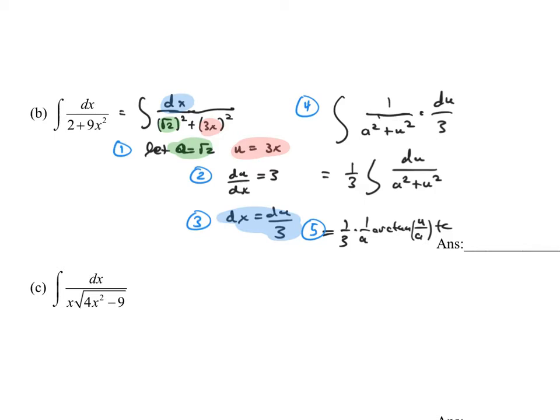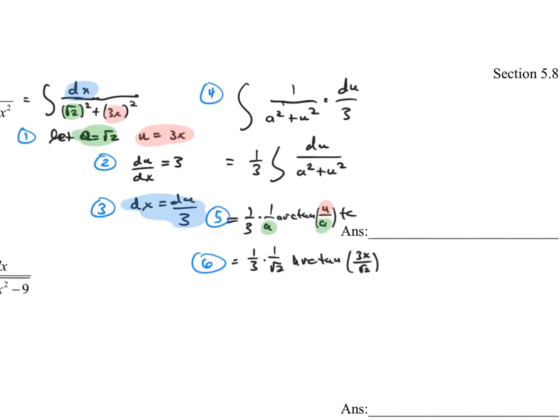So what's the idea now? Now I need to go back and substitute in for my a values, and I need to substitute in for my u value. So step 6, what would I have? I would have 1/3 times, 1 over a would be 1 over root 2, and then I'd have the arctan of u over a, which would be 3x over a, which was the square root of 2. So just cleaning that up a little bit. Oh, don't forget that plus c. Never forget plus c on indefinite integrals.